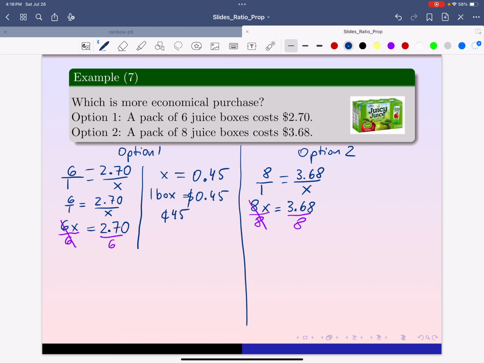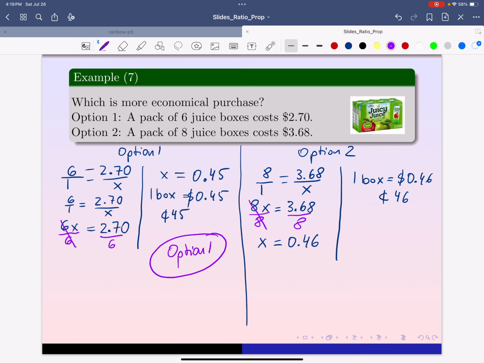So in that case, x is equal to, if you type this on a calculator, 0.46. So in option 2, one box costs $0.46, or 46 cents. So in that case, option 2 is more expensive. So the more economical one would be option 1, because we have 45 cents compared to 46 cents.